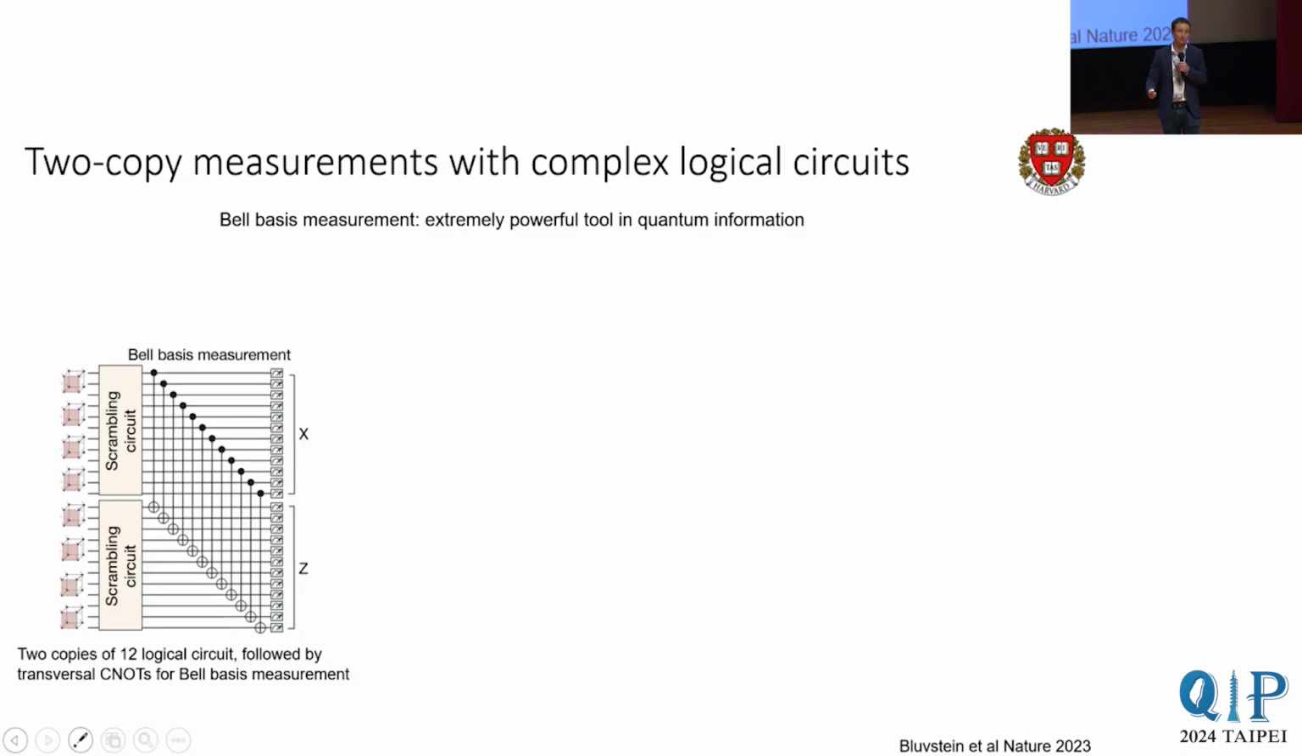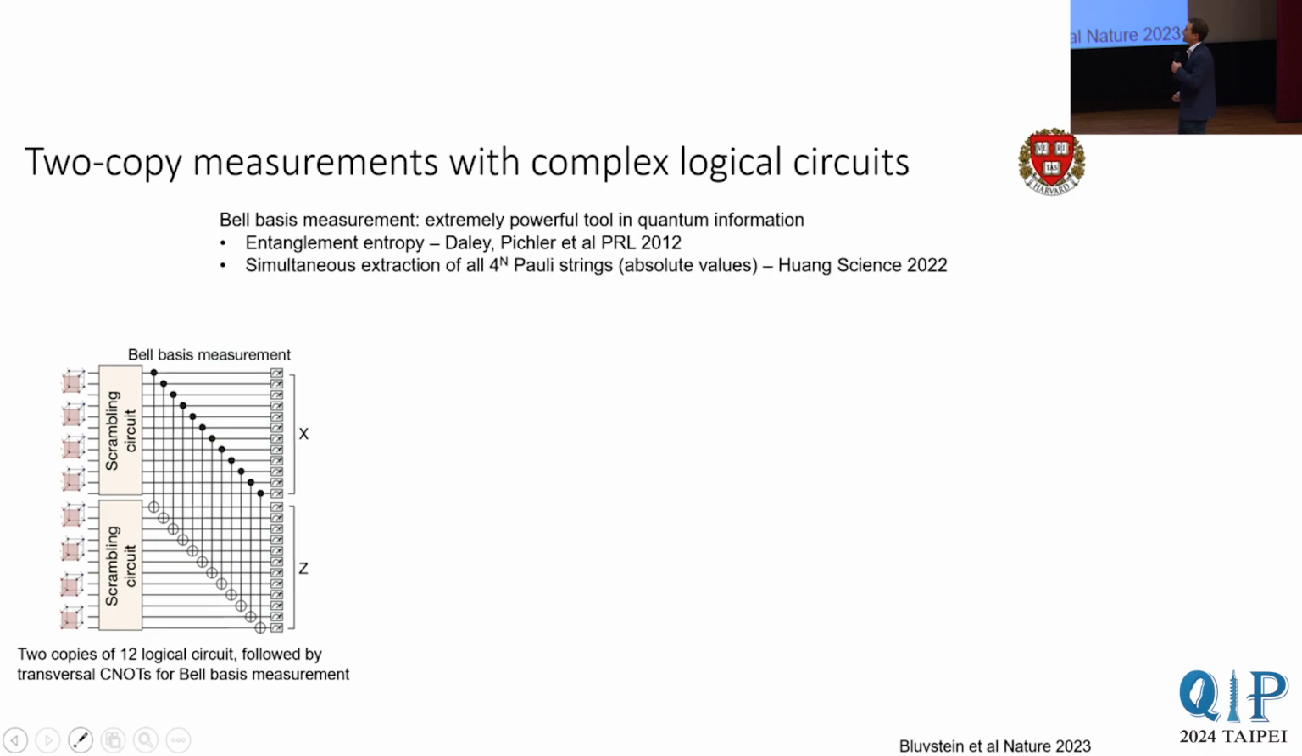And we can do other things with our logical qubits that we like to do as physicists, and one of them is doing these two-copy measurements. We do scrambling circuits on two copies of our 12 logical qubits, and then we measure them in the Bell basis, and we can extract a lot of really interesting information. We can extract the entanglement entropy, for example. We can extract the absolute values of all 4 to the n Pauli strings, which is really interesting. And this is fully compatible with doing these error-corrected circuits.